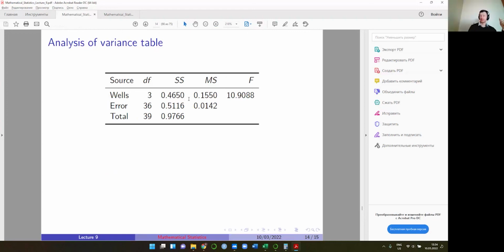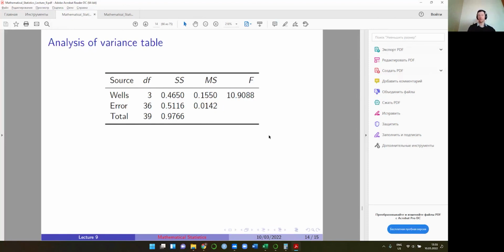So now, sum of squares. We took them from the previous slide. Sum of squares between, sum of squares within this, and the total sum of squares. So now we take mean square between. So this is 0.4650 divided by 3 from the previous slide. And this is mean square within, which is sum of squares within divided by 36 here. And the last step is the F statistic, which is mean square between divided by the mean square within. So this is how simply you can use this ANOVA table, and you can see all the data that is used in order to produce this result.